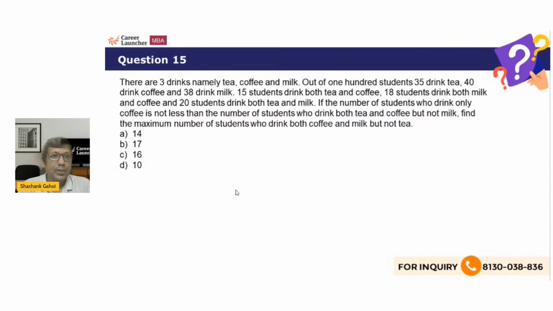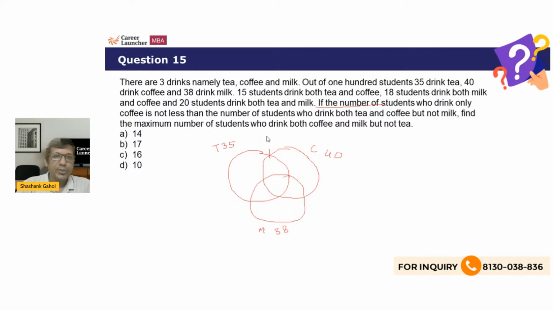So we have the same thing. Do we have same information? Now in that question, there was a condition. In this question, there is a different condition or the same one. If number of students who drink only coffee is not less than... Okay, so the condition has changed, so I have to draw it again. So that is going to be tea. Tea is 35. Then coffee is 40. Then we have milk. Milk is 38. This both value is 15, this both value is 18, and this both value is 20. This is x. This is 15 minus x. This is 20 minus x. This is 18 minus x.